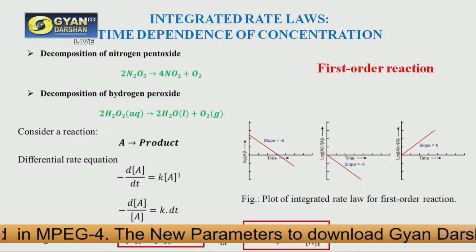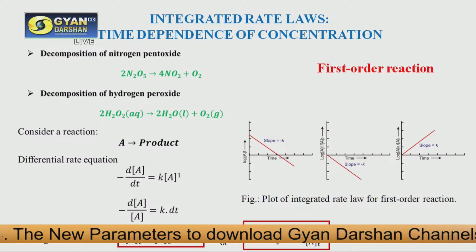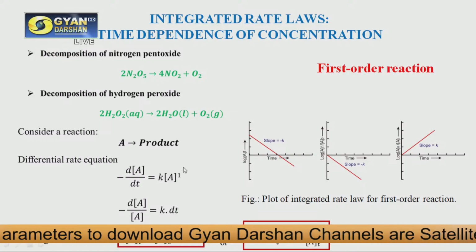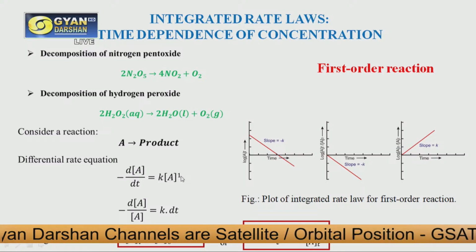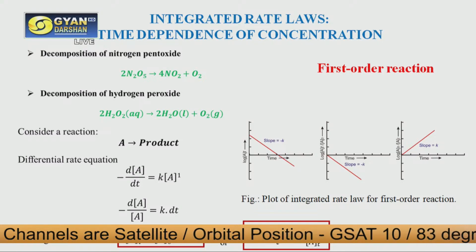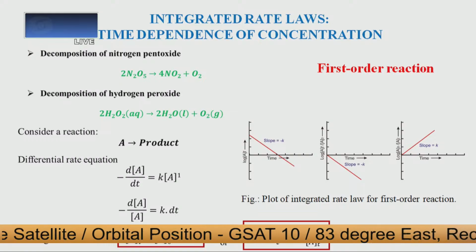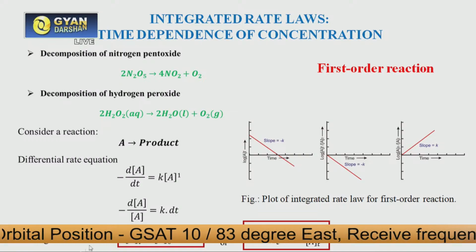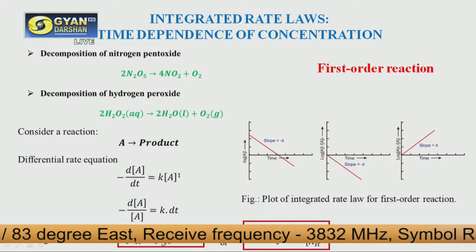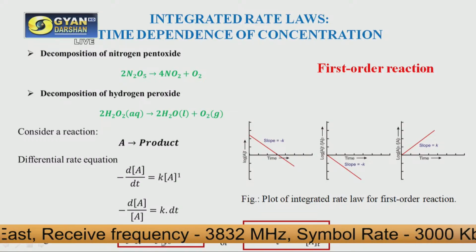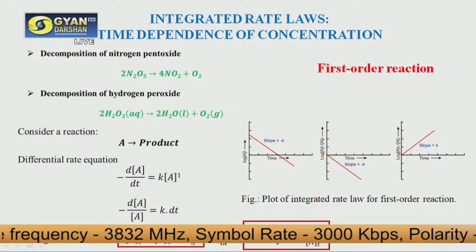A gives the product, then the differential rate equation is just k into concentration of A to the power 1, because it is a first order reaction. And simply integrating this equation, we find that the concentration of A at time t is equal to the initial concentration of A, meaning whatever reactant is there, times e to the power minus kt.